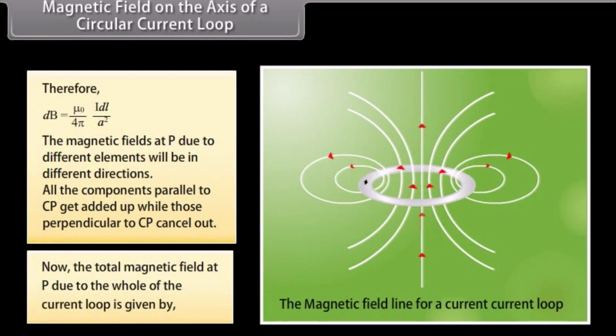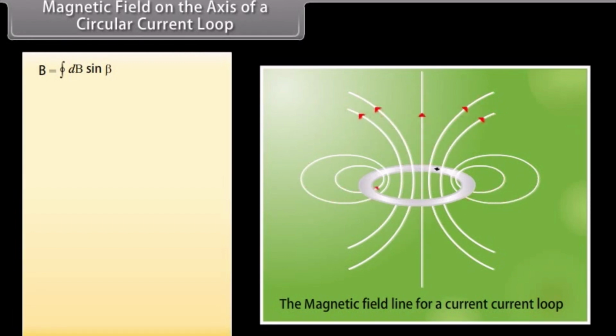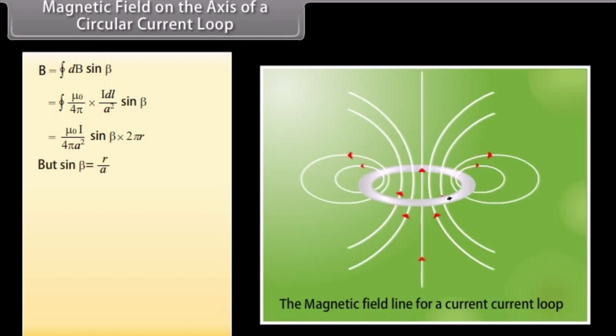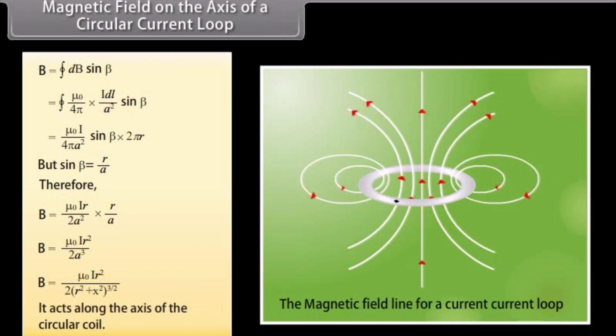Now the total magnetic field at P due to the whole of the current loop is given by closed integral of dB sine beta. By putting the values in this equation, we get the total magnetic field at P is equal to mu naught I upon 4 pi a square multiplied by sine beta and 2 pi r. But sine beta is equal to r upon a. Therefore, the total magnetic field at P is equal to mu naught I r square divided by 2a cube. We can also write this equation as mu naught I r square divided by 2 times r square plus x square within parentheses raised to the power 3 by 2. This magnetic field acts along the axis of the circular coil.